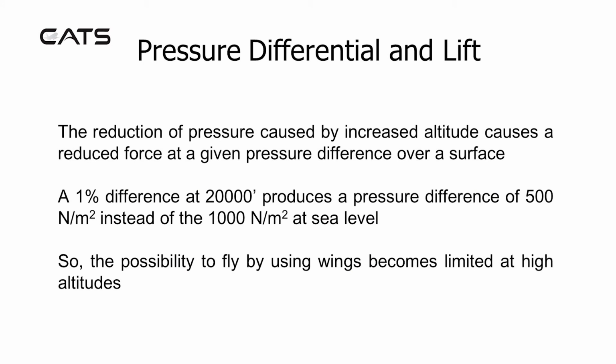The reduction of pressure caused by increased altitude causes a reduced force at a given pressure difference over a surface. A 1% difference at 20,000 feet produces a pressure difference of 500 newtons per square metre instead of the 1,000 newtons per square metre at sea level. So the possibility to fly by using wings becomes limited at high altitudes.